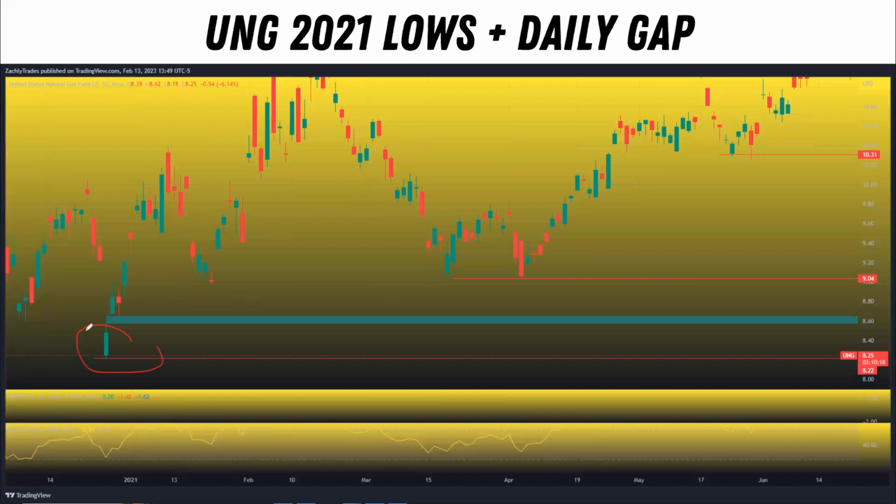You know, this was our support level here at 8.22. We had a 9.04 support level, and we also had a 10.31 support level, and we just crushed basically all of them. We're testing that 8.22 support level today, and really the past week we've been hovering right around that range.